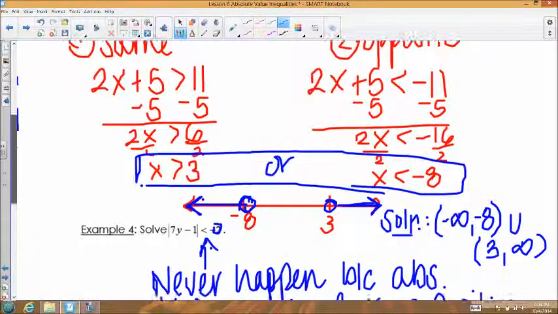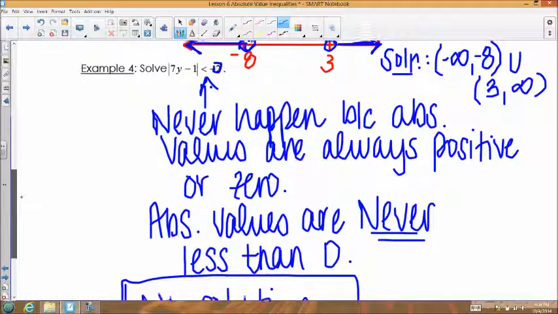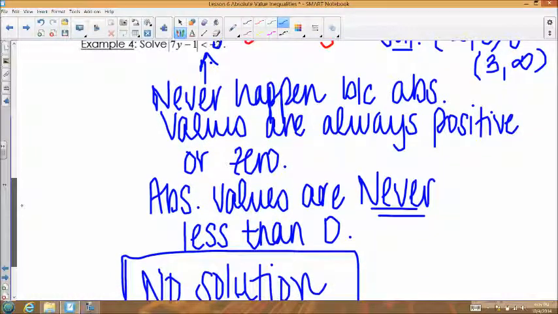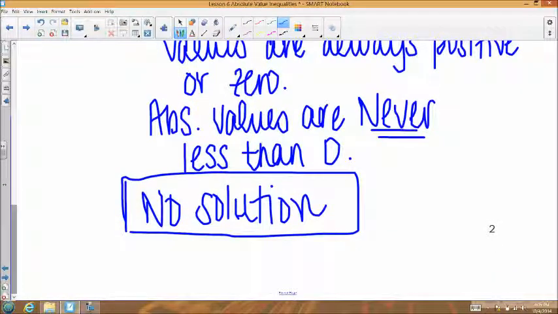It's always a good habit to get into, because there are sometimes where you're going to get no solution. So either be aware of the situations that create no solution, or just always remember to check your answers. So let me show you one other situation.